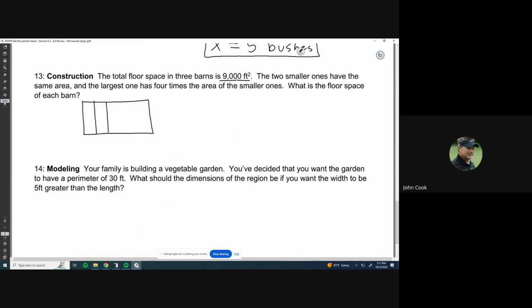It says that the two smaller ones have the same area. I don't know what that area is. And since I don't know it, I'm just going to call it X.